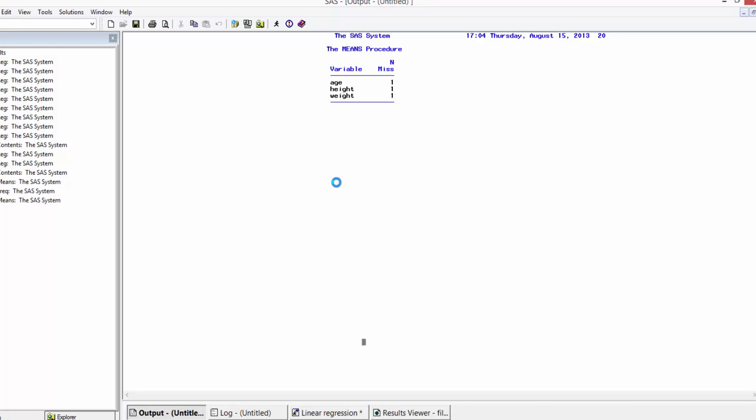If the percentage is very small, then you may be okay with just the deletion. Else, if the percentage of missing observations is very high, then you probably have to impute the missing observations.